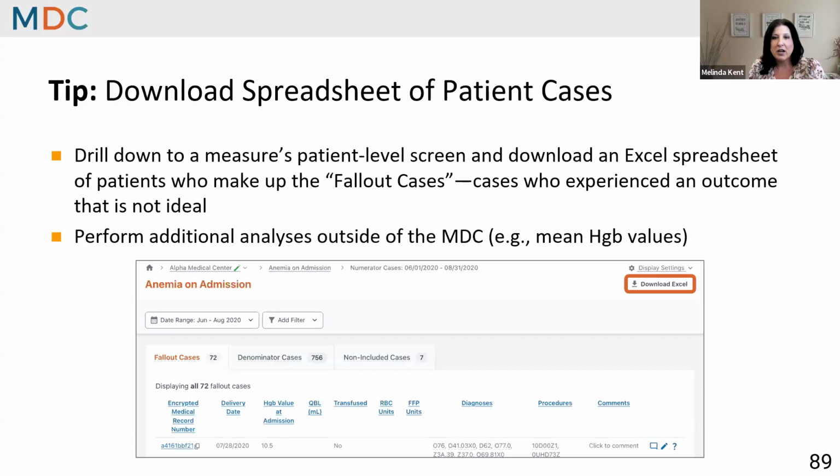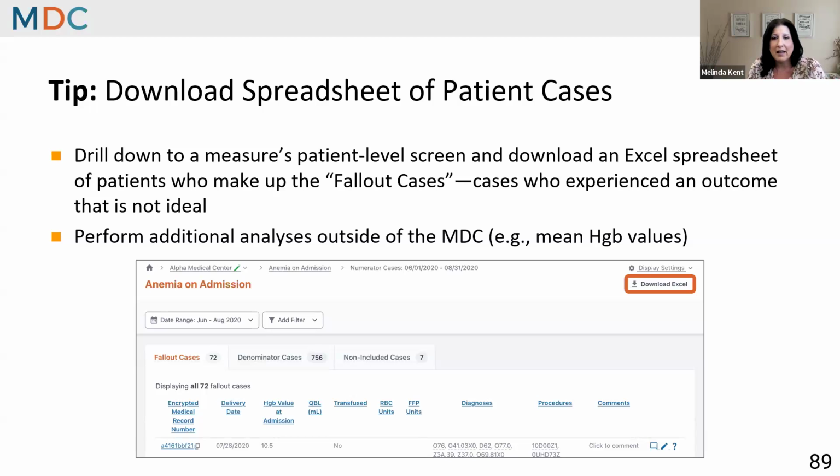You're going to download the spreadsheet of the patient cases. On the top right corner, you can see download Excel. This drills down to a measures patient level screen and downloads an Excel spreadsheet of patients who make up the fallout cases. These cases are the ones who experienced an outcome that was not ideal. It's really important to know that this is here. If you click on download Excel, you'll get a spreadsheet with all of that information, and you can further evaluate that data. You can use it to take notes. You can use it to share with other people on your team. This is a really helpful tool.